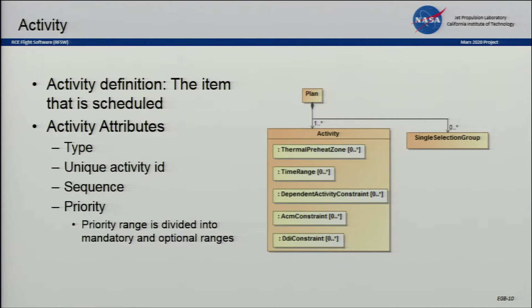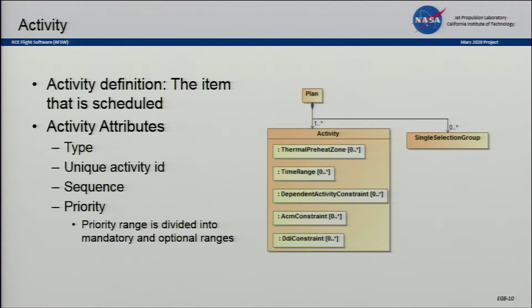It has a type. We're going to go over the types. Each activity has a unique ID across the mission, and that'll come down to telemetry, and it'll make it easier for us to understand what's happening on board. Each activity is going to kick off a sequence, so that's leveraging the legacy system for actually doing the low-level command execution.